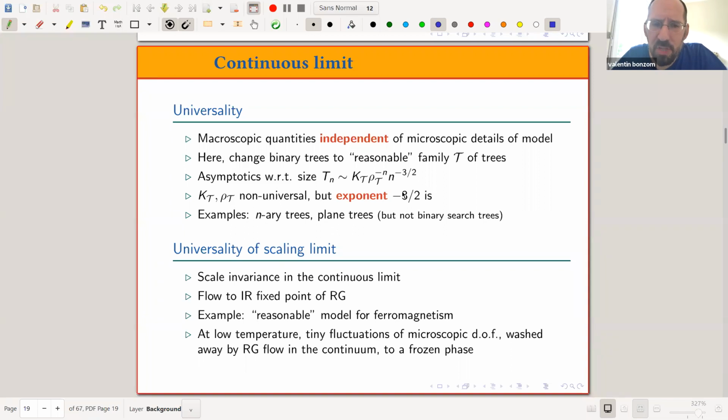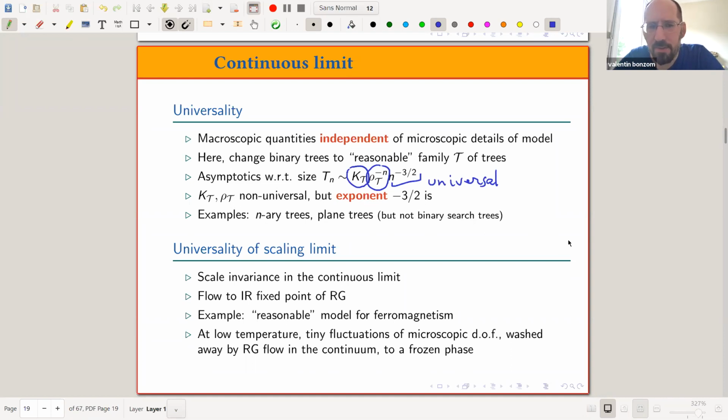So in our situation with binary trees, it means that if you change binary trees to any reasonable family of trees, you will still get the same asymptotic behavior. And it means in this form. So T_n will be some constant here, which depends on the family of tree, some exponential growth also depending on the family of tree, but this is universal. This is an exponent minus 3/2, which is characteristic of trees. And many other families of trees will have this exponent.